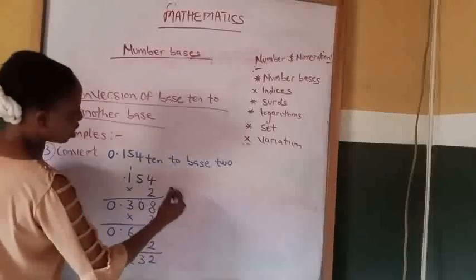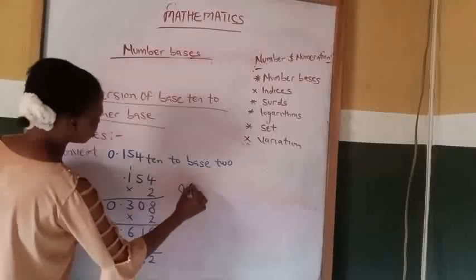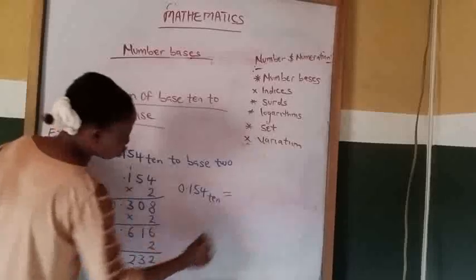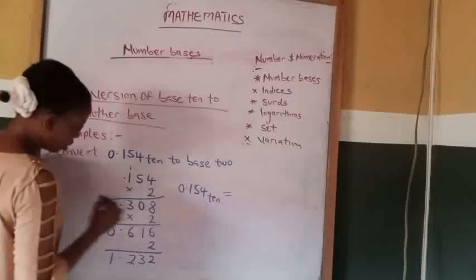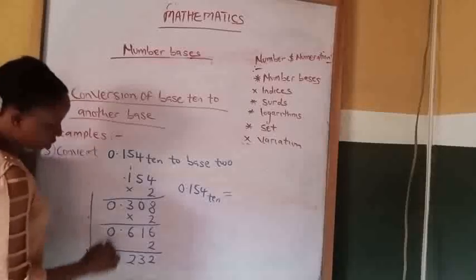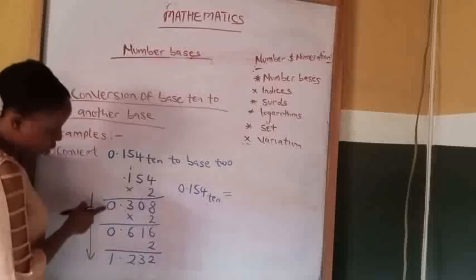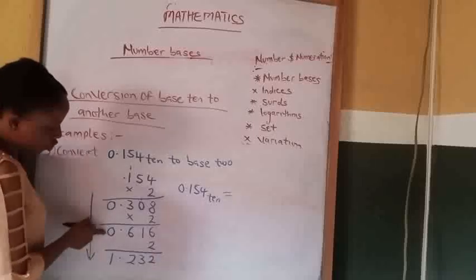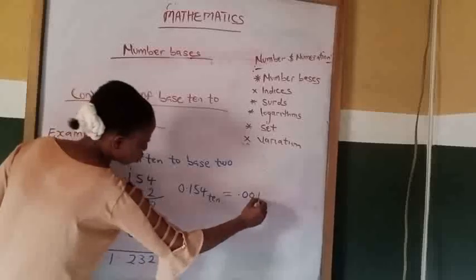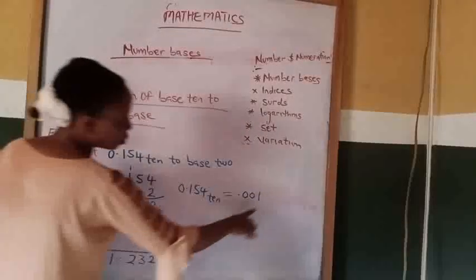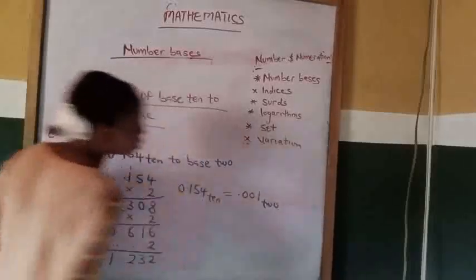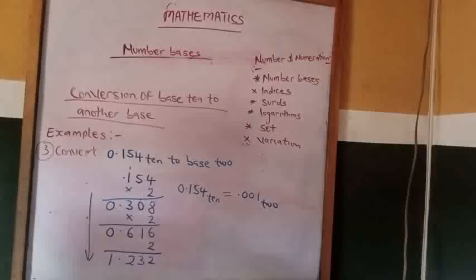So we can write our answer out now. So it's 0.154 base 10 equal to, so our answer will be the downward collection of the whole number. So our whole number is 001. So that will be dot 001 base 2, since we are converting to base 2.